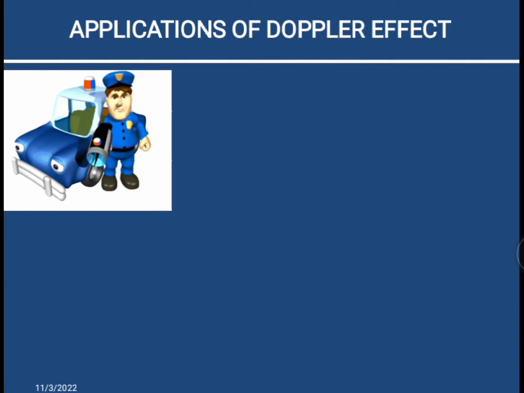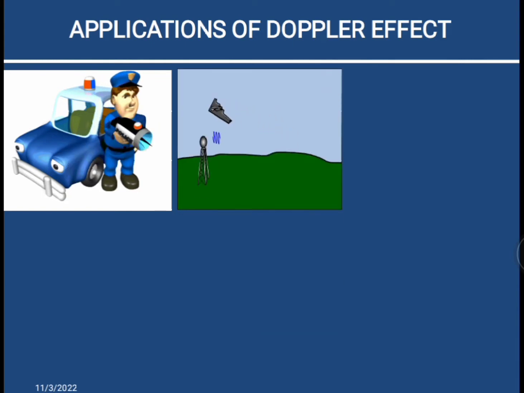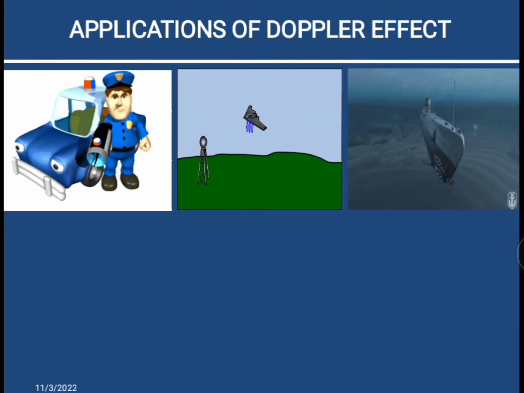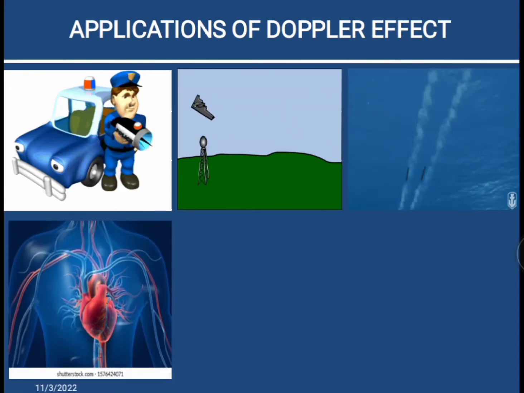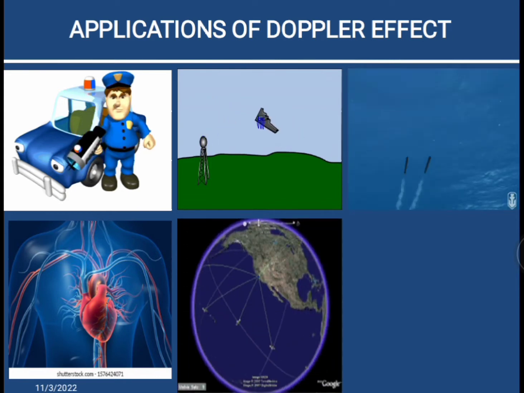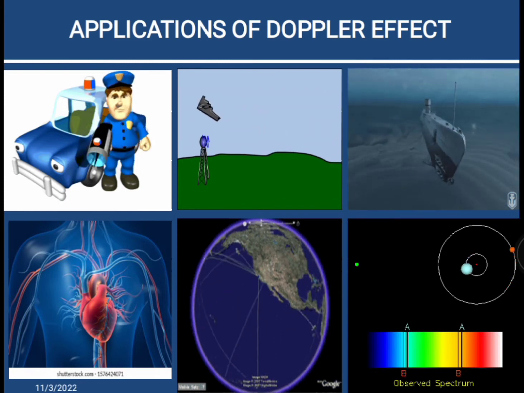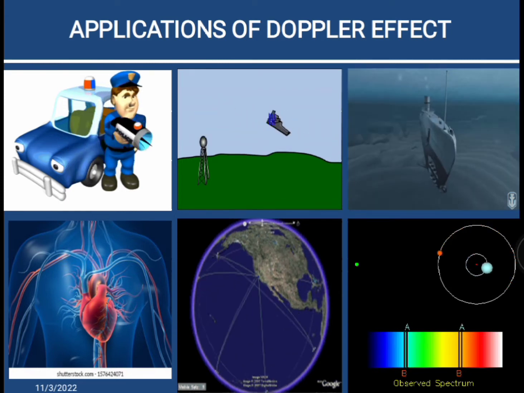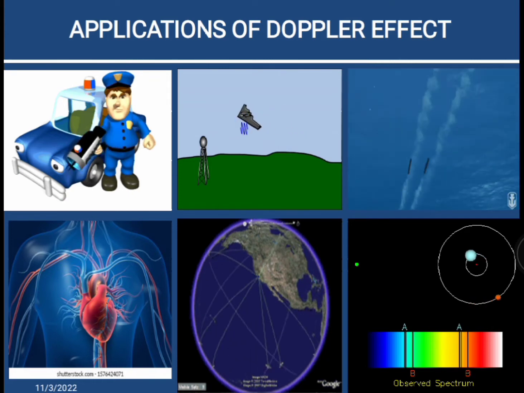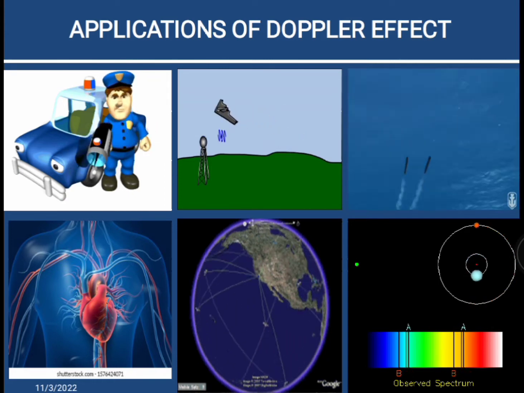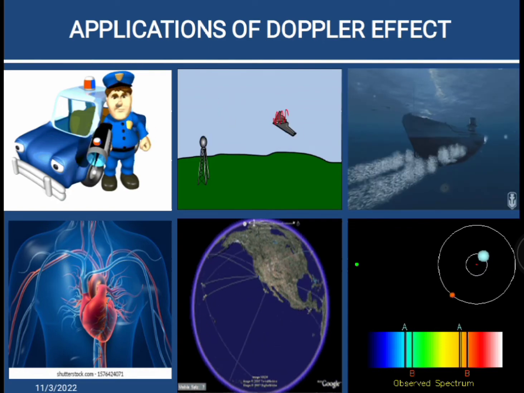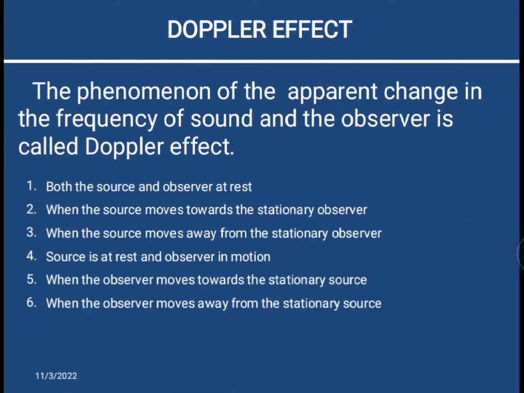To measure the speed of an automobile, a radar, a sonar, a blood flow meter, tracking satellites, and stars moving towards the earth or away from the earth. In these applications, we can observe that the Doppler effect is the principle used. Let us discuss Doppler effect theory in detail.